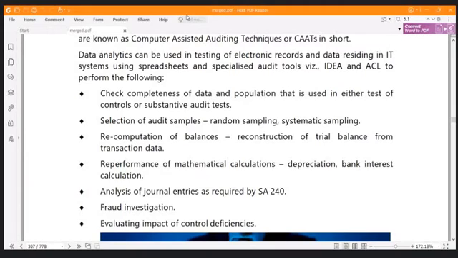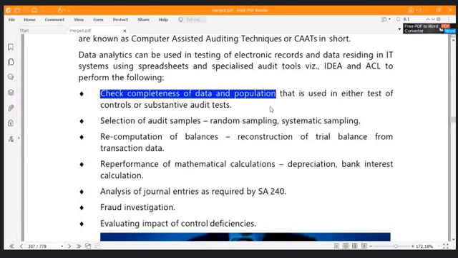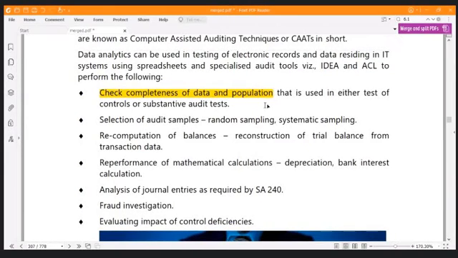With respect to audit, what exactly are we looking for when we are using this data analytics software? These are the things that ICA is telling. First, check completeness of data and population that is used in either test of controls or substantive audit tests. This is the very first thing that all data analytics software talk about. What is that? Data cleaning. It's called data cleaning.